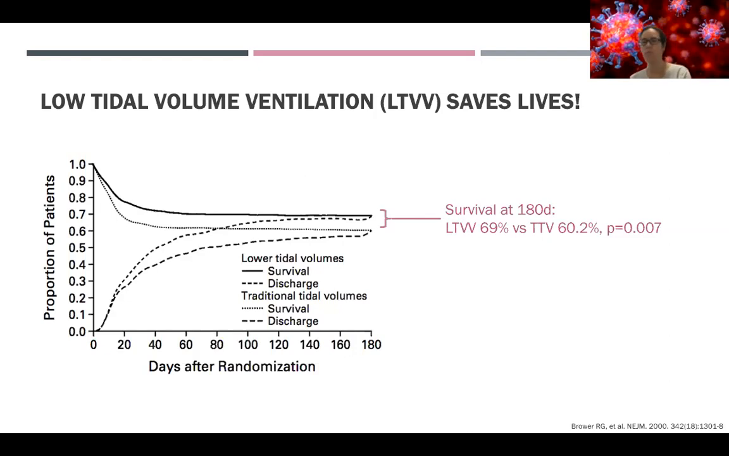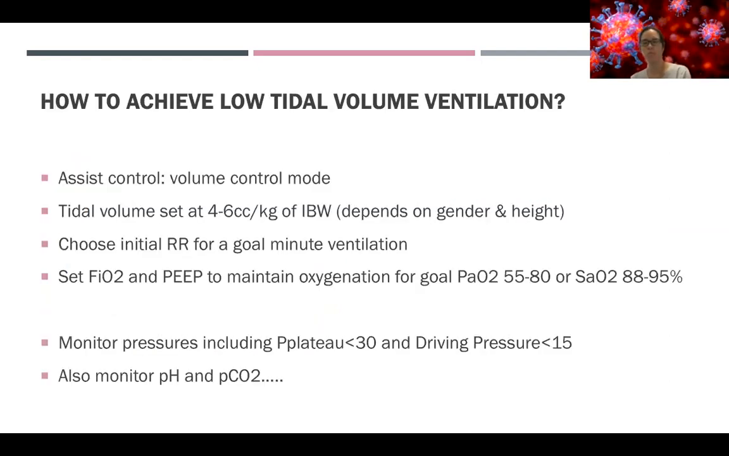And now we'll dig a little deeper into what is actually meant by low tidal volume ventilation. Using the volume control mode of ventilation, I just outlined what you set on the ventilator and then what you monitor. Low tidal volume ventilation is defined as tidal volume set at 4 to 6 cc's per kilogram of ideal body weight. And just a reminder that ideal body weight depends on both gender and height of the patient, and not actually their actual body weight.